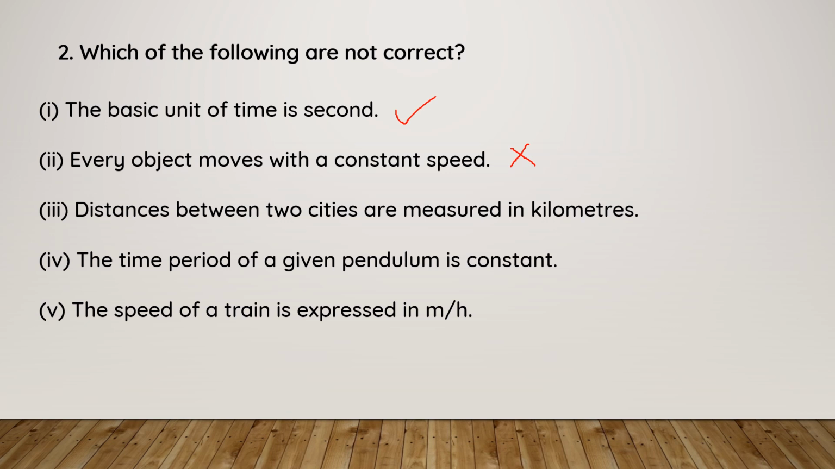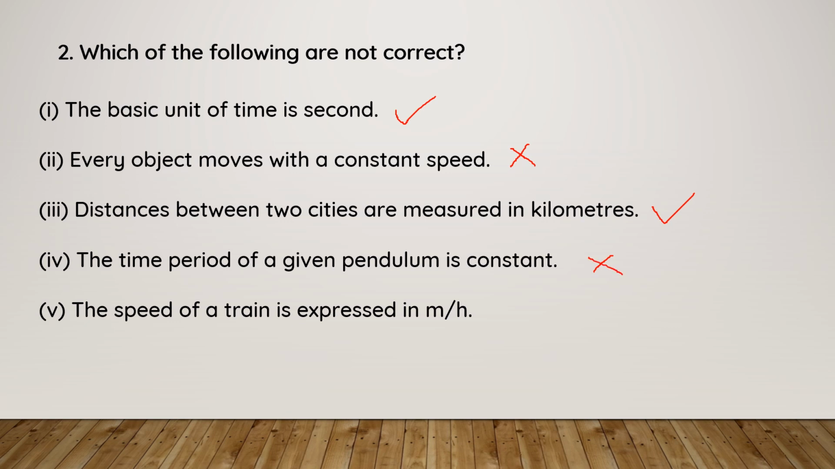And third one, distances between two cities are measured in kilometers. Yes, because the distance between two cities is very large, so we use the kilometer. So this statement is correct. And fourth one, the time period of a given pendulum is constant. That is not correct, because the time period of a pendulum depends on the length of the thread.